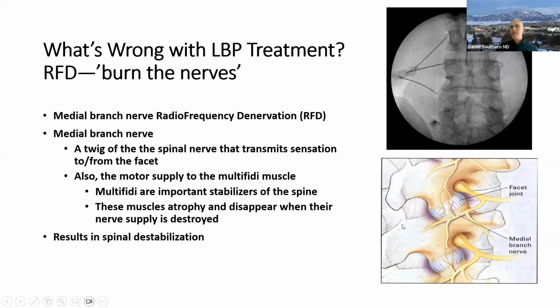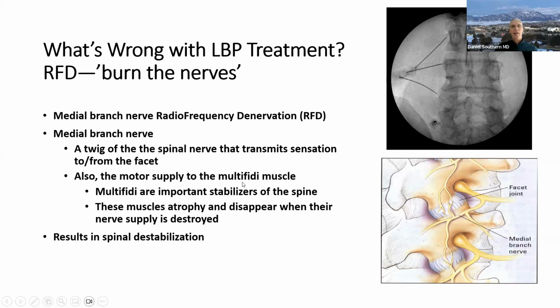But the problem with it is that it rarely works. And I speak from experience. I've done thousands of these, or I did thousands of these, and I can count on one hand the times that they actually worked. I stopped doing them because if you notice, this medial branch nerve twig disappears posteriorly, sort of vaguely. Where this little twig is going is to a muscle, and that muscle is known as the multifidi.